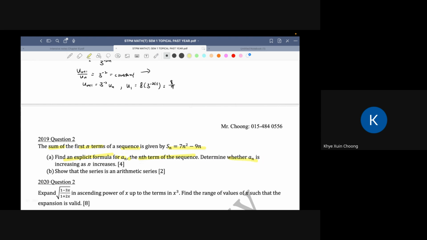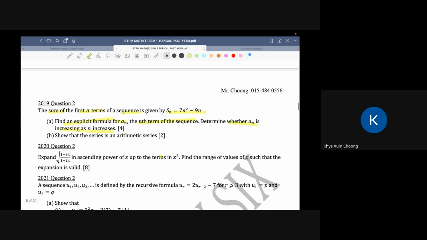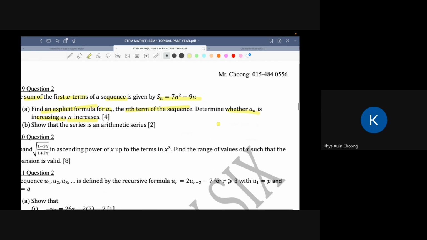Then determine whether an is increasing as n increases. Okay, this is the more difficult part. You might not be able to do this. It is okay if you're not able to do this. Don't get stuck on it. Just try to skip to the next part. Okay, if you are not able to do this, don't get stuck on it for too long. Okay, I will tell you how to do this later. But if you really are not able to do this, you can just skip to the next part.